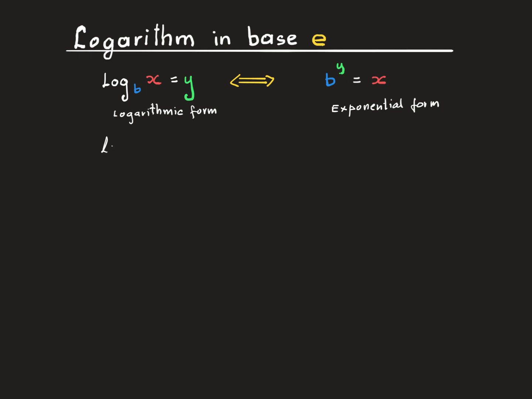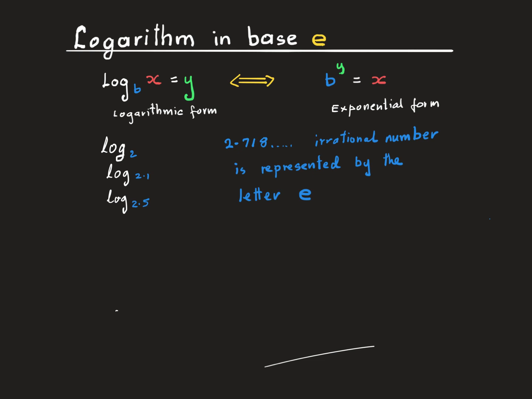For example, it could be log 2, but it also could be log 2.1. It could also be log 2.5. A very special number, 2.718 continued, which is an irrational number, is represented by the letter E. And then we can write the logarithmic form as log E to the x.